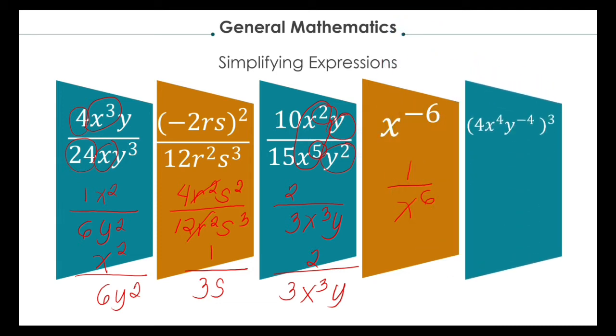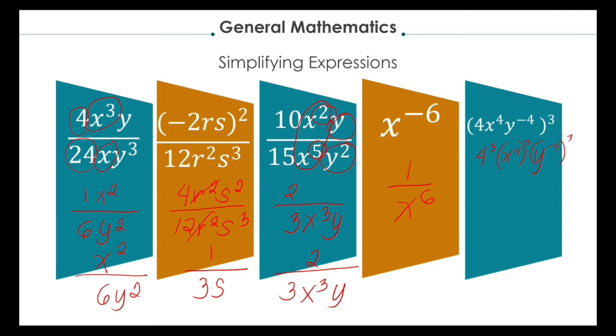And for the last example, we have 4, x raised to 4, y raised to negative 4, quantity raised to 3. So, ang gagawin lang natin dito, i-distribute natin yung exponent. So, it will become 4 cubed, then x raised to 4 raised to 3, then y raised to negative 4 raised to 3. Para hindi kayo malito, i-distribute nyo yung exponents kung hindi nyo pa siya kayang dire-diretsuhin.